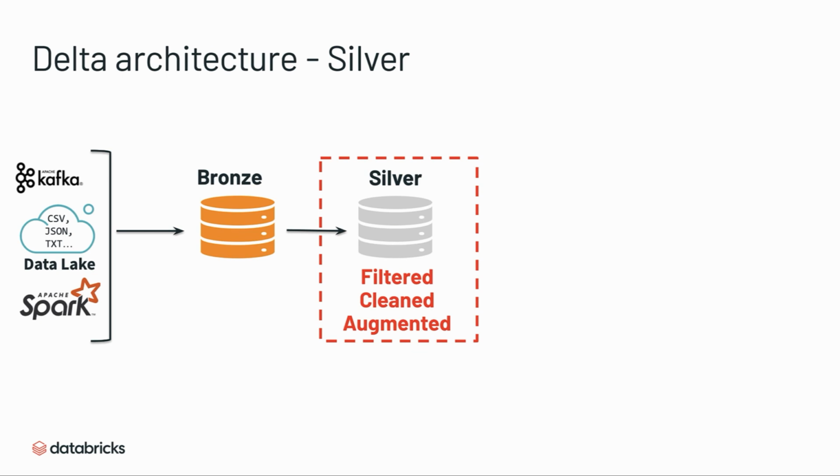Data in that silver table is often joined from various bronze tables. That's done to enrich records. It can be to update records based on recent activity. But data in the silver table is clean and it's normalized. And this is what we refer to as that single source of truth.